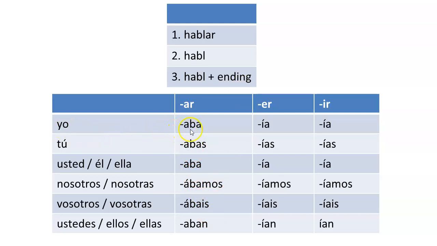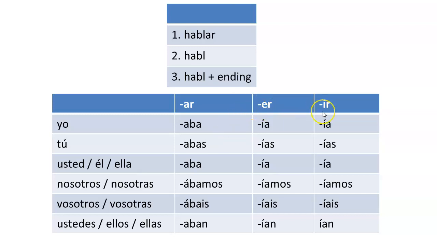For the yo, it's -aba. For tú, -abas. Usted, él, or ella, -aba. Nosotros or nosotras, -ábamos. Notice the accent mark. Vosotros or vosotras, -abais. And then ustedes, ellos, or ellas, -aban. So -aba, -abas, -aba, -ábamos, -abais, -aban. You'll hear these endings. This is what marks it as the imperfect. When you're listening to somebody speak and you hear these endings, your brain will register imperfect.